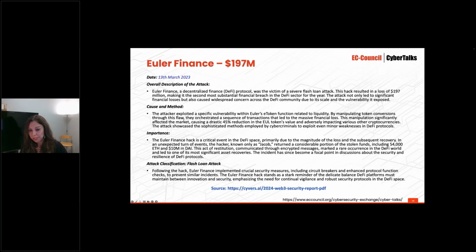And of course, a lot of these protocols are new. The protocols themselves have flaws, and those are also being manipulated. So what do we do?